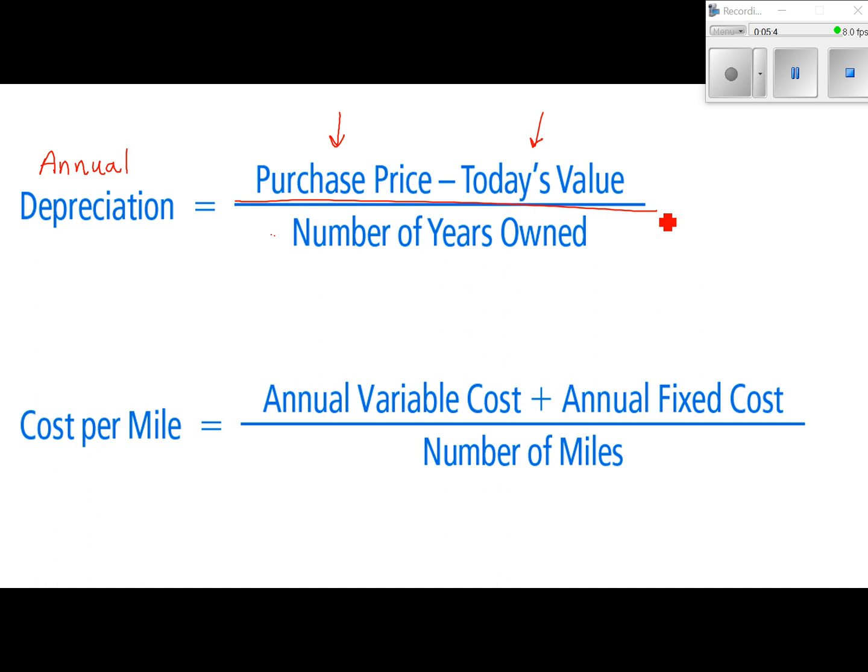Cost per mile to operate your car. Take all the annual variable cost plus all the annual fixed cost and divide it by the number of miles. This is sort of hard to find unless you're really, really well organized and you keep track of everything.